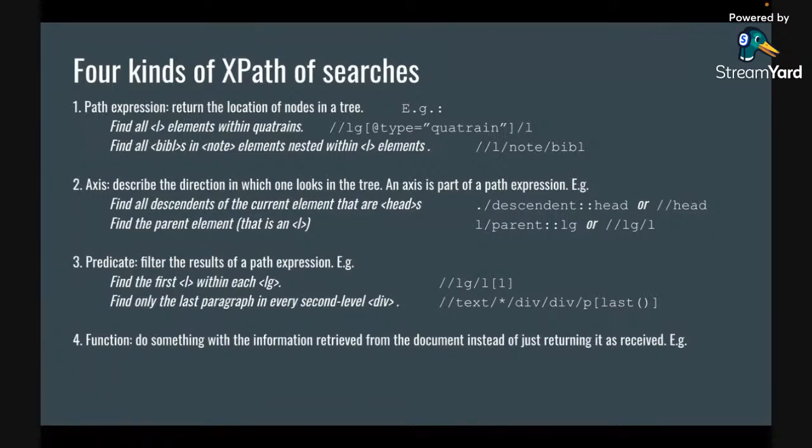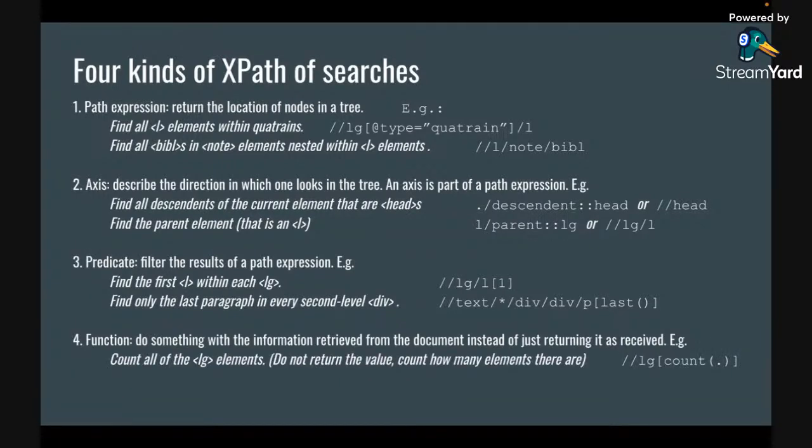Now, for an example of functions, so if you want to do something with the information, suppose you want to count all the LG elements. You're not returning the value, but you're just counting how many things there are. So that would just be /LG with the predicate of count followed by the dot, which means count the number within the context node, which in this case is the LG. You can also use string length to get length calculations. So if you want to find out whatever the string length is of the content of the LG element, you can use that as well.